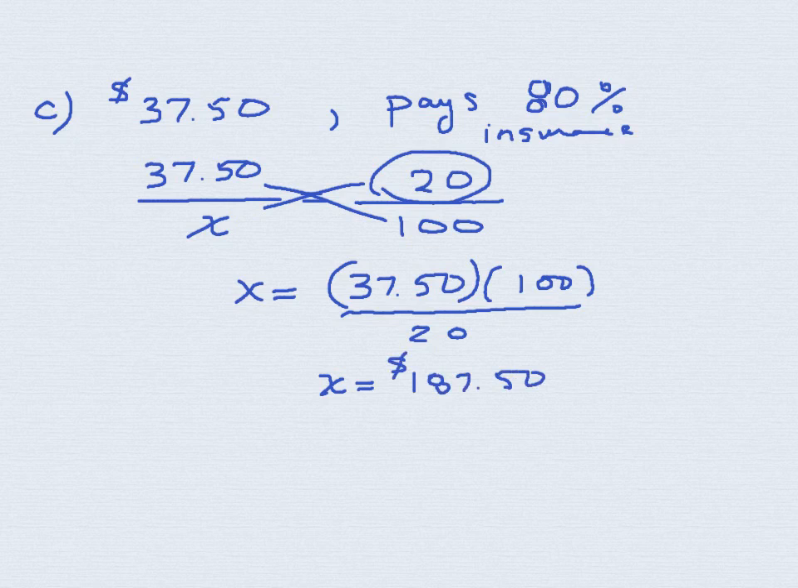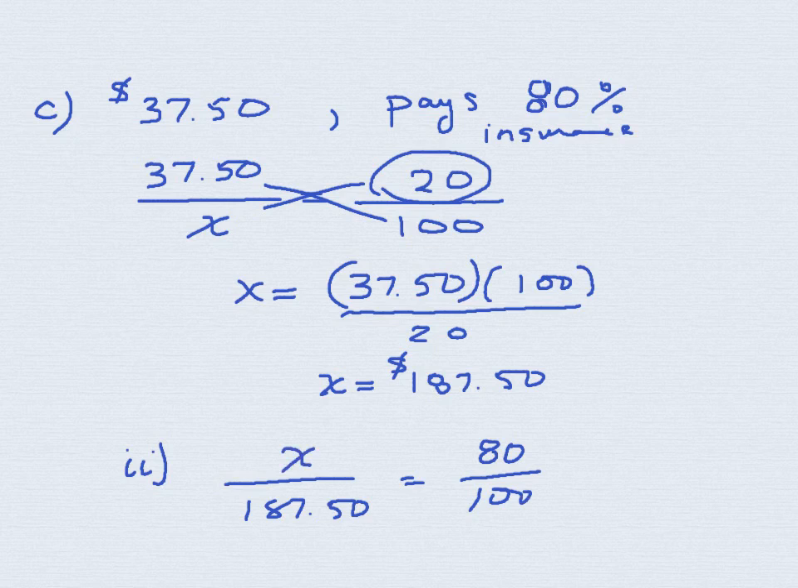A B part to the question could have been, what does the insurance pay? If you had been asked the B part for the insurance to pay, you could subtract the $37.50 from the $187.50, or you could do the question again, by determining 80% out of the 100, and then you could do the total now that you know it, 80 out of 100, and solve for the new part. Or you can subtract and get the remainder: $150 paid by the insurance.